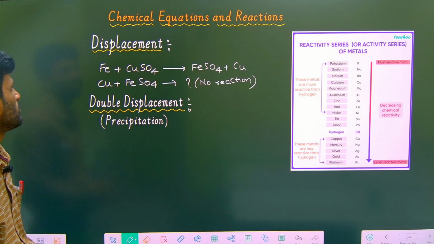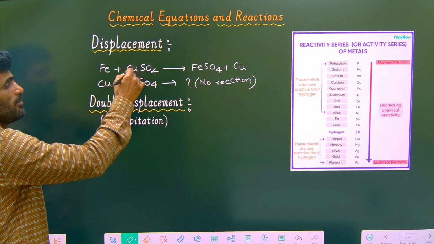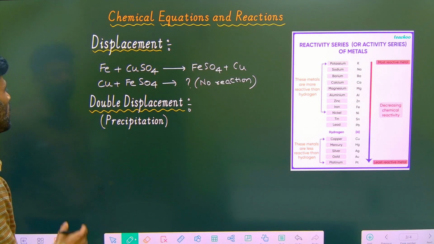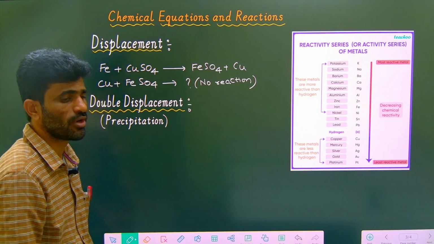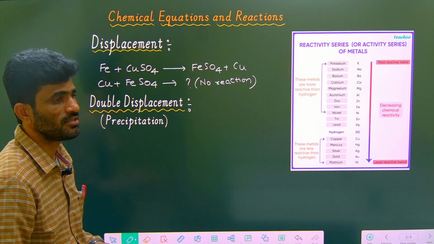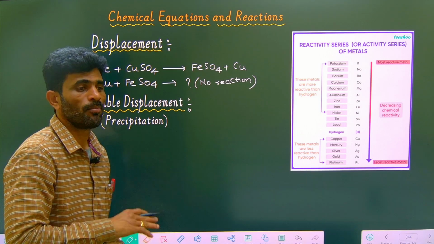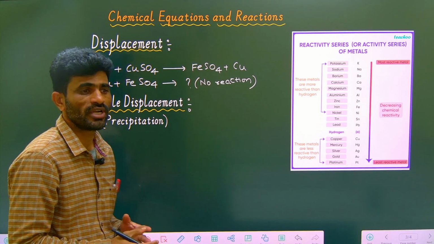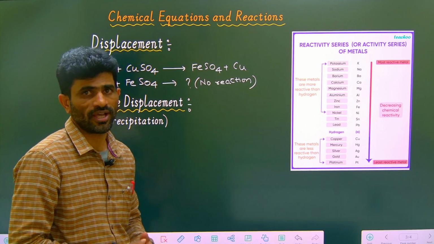So that is displacement reaction. In displacement reaction, one metal will be displaced by another metal. Now double displacement reaction. In double displacement reaction, you will have two salts which are combinations of cations and anions. Both the ions will be interchanged. So double displacement reaction is nothing but the mutual exchange of ions.